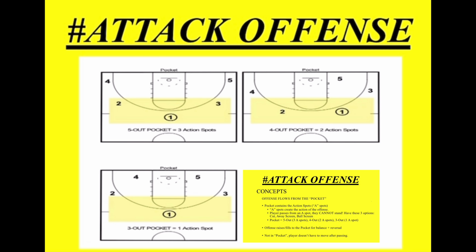And then what happens is when people leave the pocket, so for example, if one passes and cuts, then others would raise and fill the offense. So what you want to do is the offense comes out of the pocket, and then we raise and fill to the pocket for balance and reversal. And so the flow of our offense always comes out of the pocket and then basically down through the basket and then out, and then we'll raise and fill from there. So we always have balance and we always have reversal options.